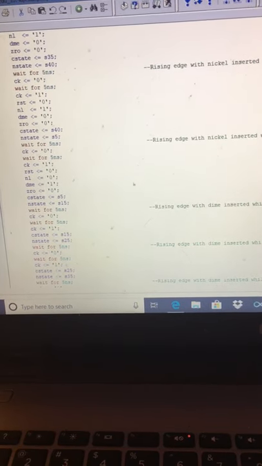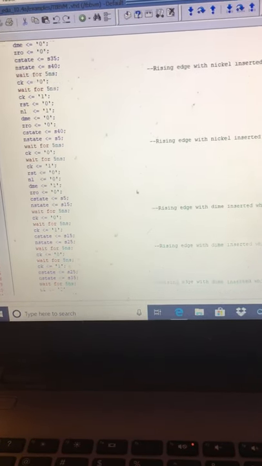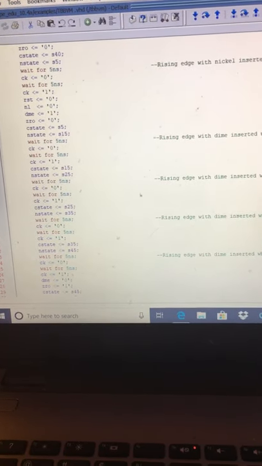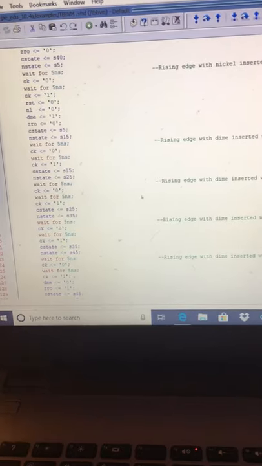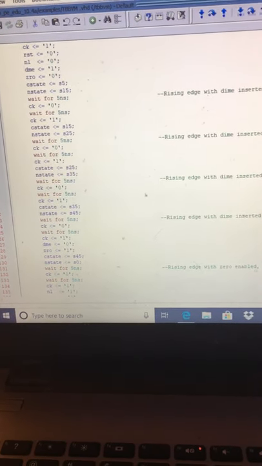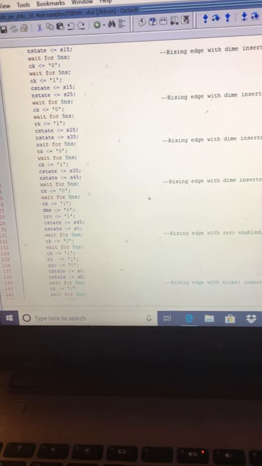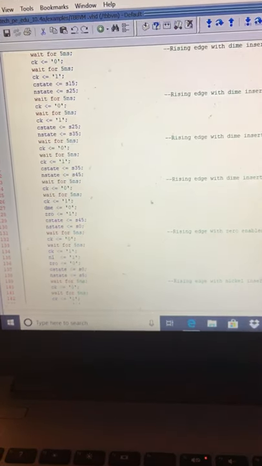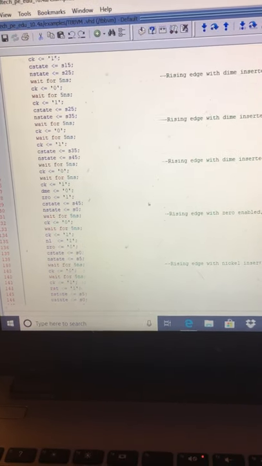And so the current state will be state 5, and the next state is state 15. At the next rising edge, another dime is being inserted, so the next state will be state 25. At the next rising edge, another dime is being inserted, so the next state is state 35. And at the next rising edge, another dime is being inserted, so the next state is state 45.